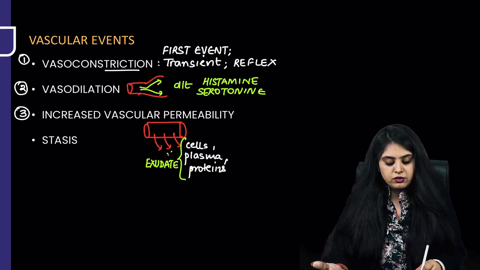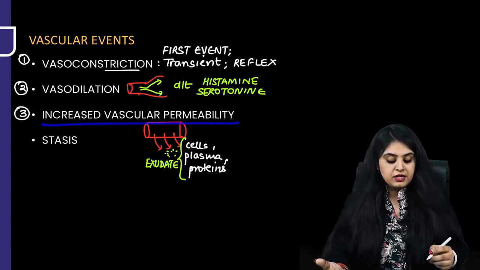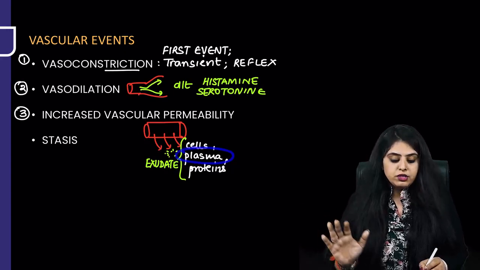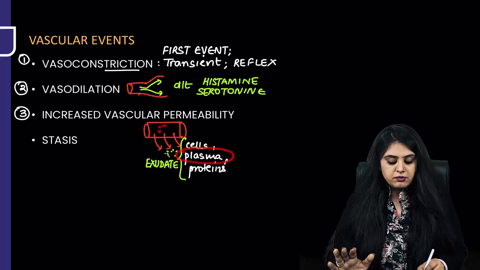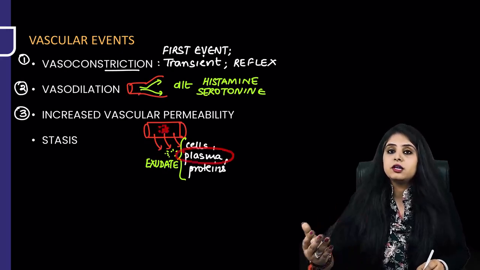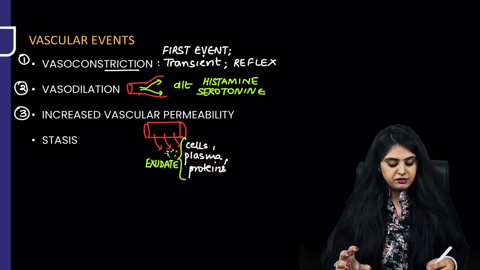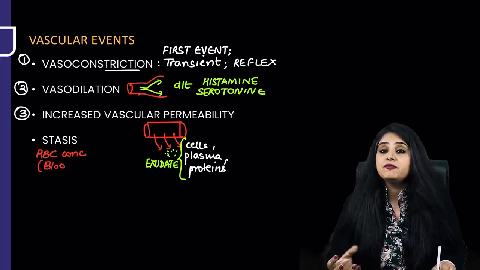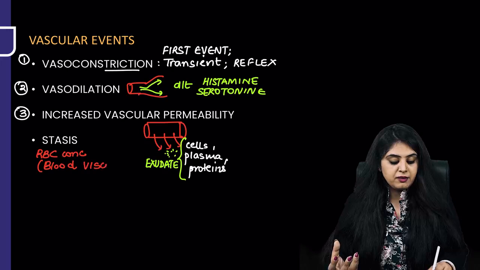All these things are going to now come out of the blood vessel, increased vascular permeability. Just imagine all the water has come out. What do you think the RBC concentration must have become over here? All the water has gone out. This means RBCs are very, very concentrated. If the RBCs are very, very concentrated, can I say that the blood has become very thick, or very viscous? And if the blood becomes viscous, the blood flow will slow down.